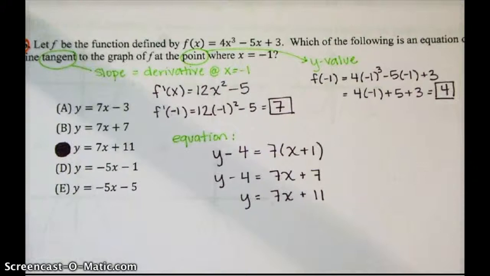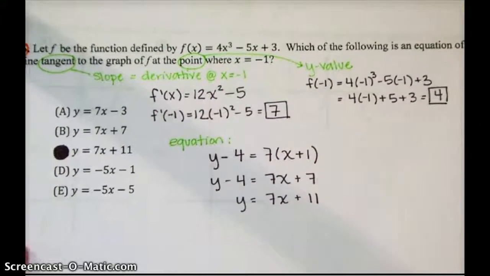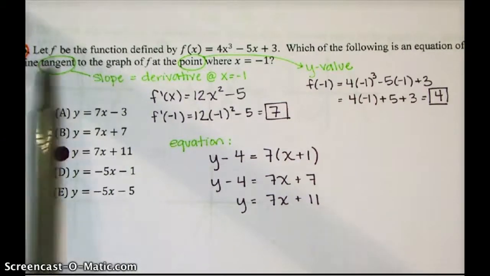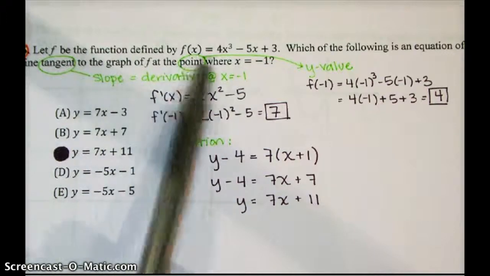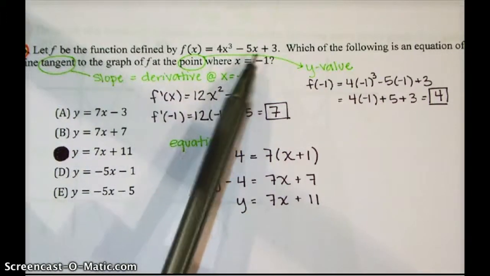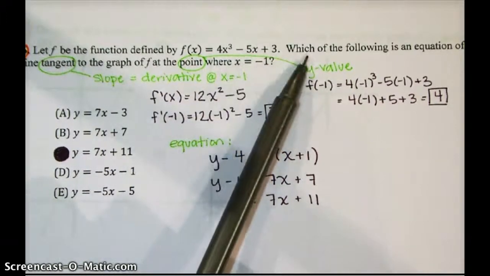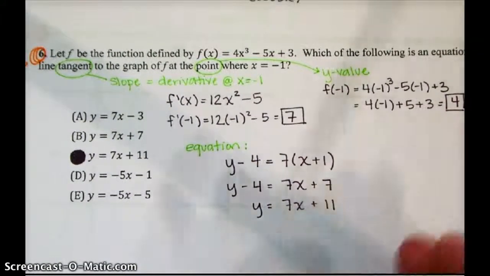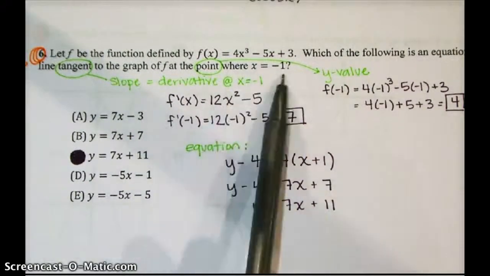It starts with the reading, and I know a lot of people look at the answer choices and just want to jump in, which is fine because you're ambitious, but in this case, if you really read carefully, it would have been a lot less confusing, I think. So it says let f be the function defined by, and then it gives us this normal looking function. It says which of the following is an equation of the line tangent to the graph of f at the point where x equals -1.